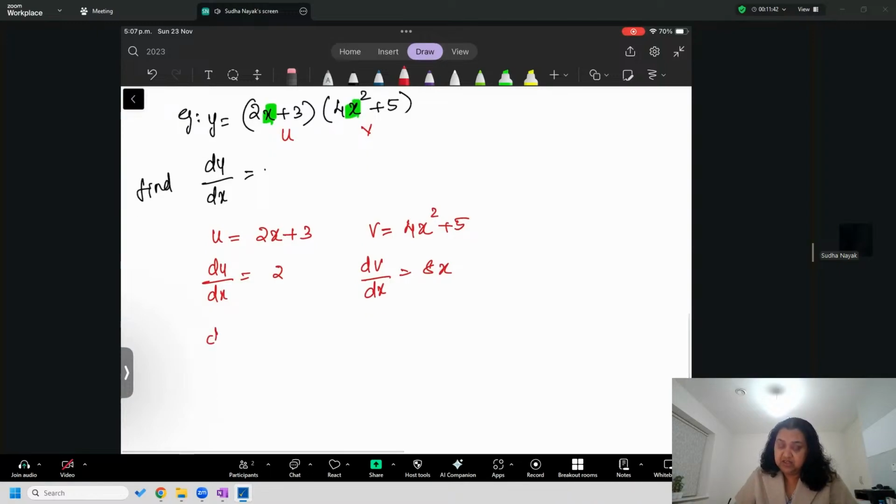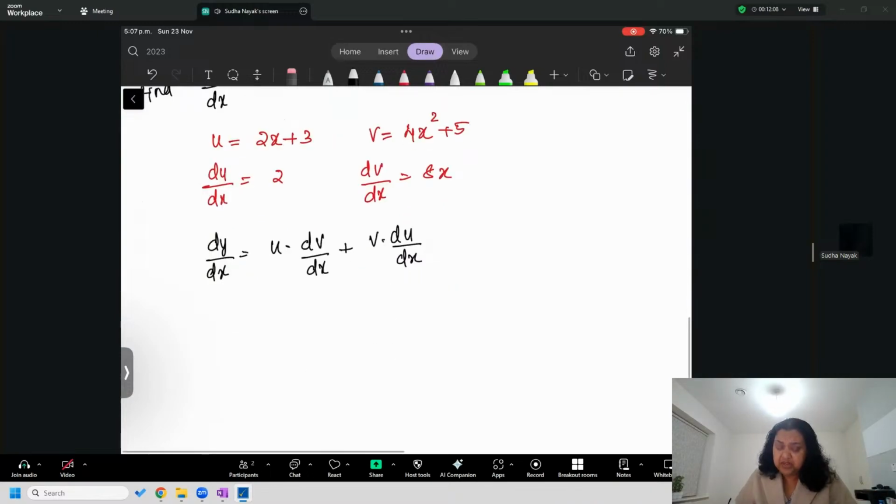Now dy by dx is equal to, please don't skip this step, because I have seen many kids making mistakes with this step. Without it, when they go directly to the product rule and start applying it, they make mistakes. So please do this. Now write the product rule formula from the formula book. It is u dv by dx plus v du by dx. Now it is very easy. You can just substitute: 2x plus 3 into 8x plus 4x square plus 5 times 2. Now it's very, very basic algebra simplification, and you will get the answer.